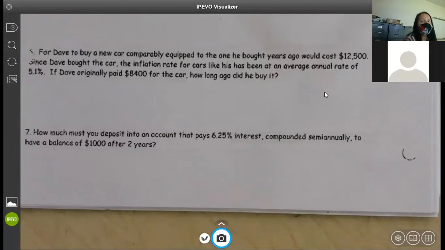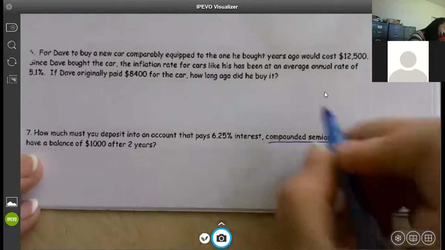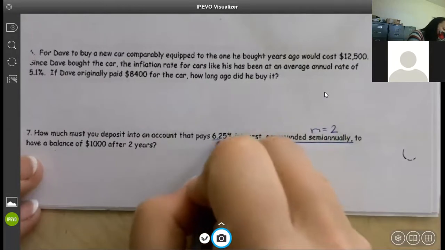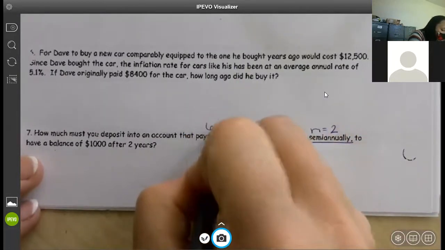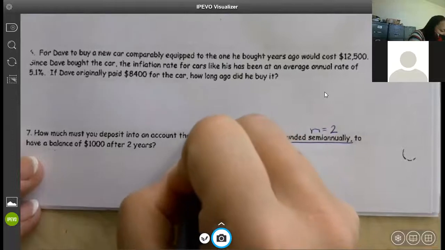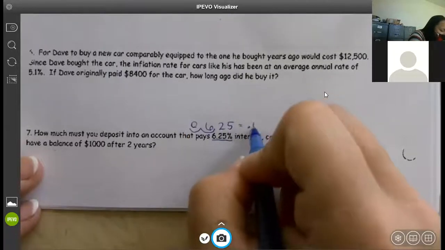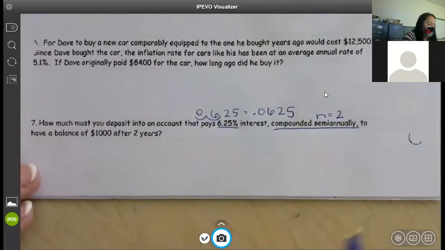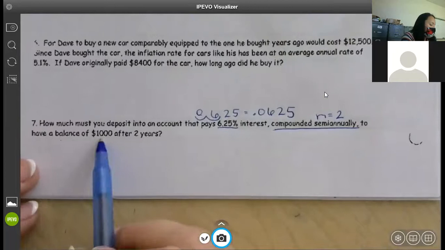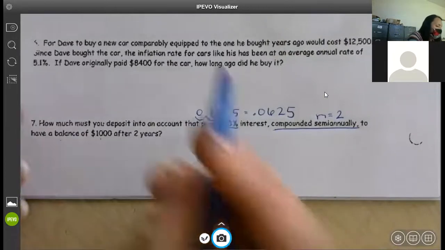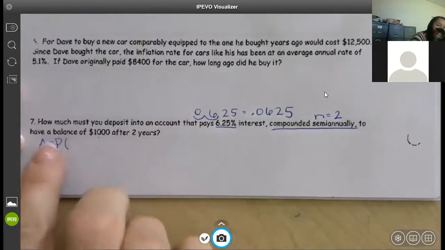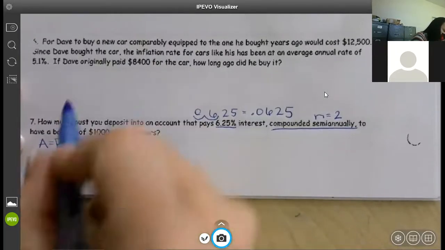All right, how much must you deposit into an account that pays 6.25% interest, compounded semi-annually? Remember, semi-annually is 2. We have 6.25%, but we're going to move that decimal 2 places. So 0.0625 is what we're putting in our formula, to have a balance of 1,000 after 2 years. Now watch this one, okay? We want to know how much we deposited, so we want to know P.